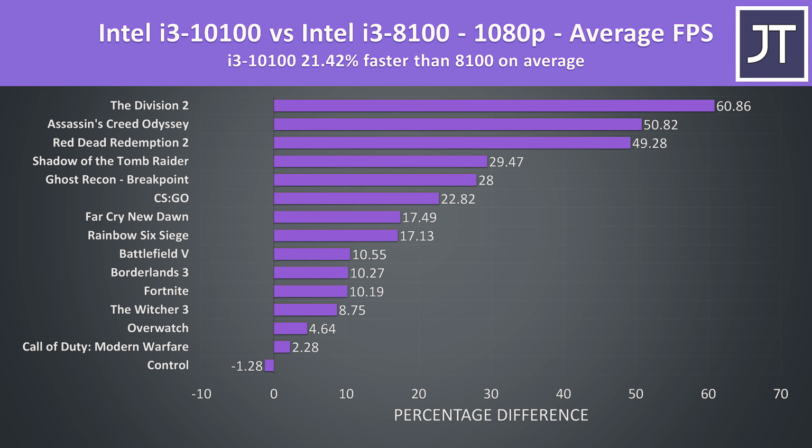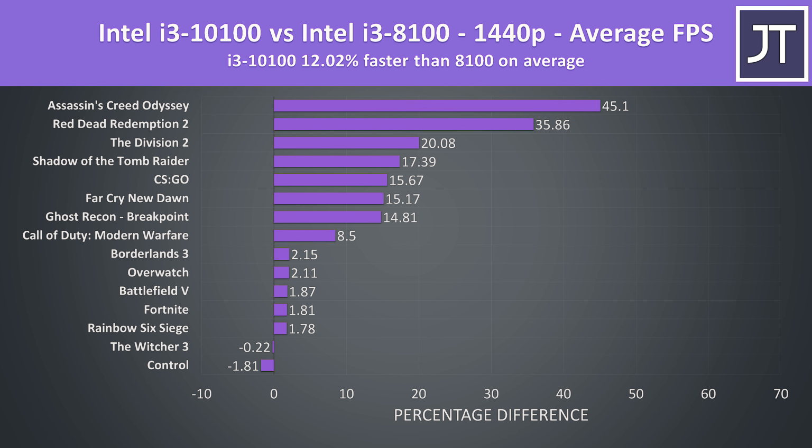When we compare the 10100 against the older 8th gen i3-8100 at 1080p, there's a much larger 21% boost to average FPS. But again, results can really vary by specific game. Once more, Control saw basically no difference, while again the Division 2 had a massive 61% improvement. At 1440p, once more the difference is less pronounced. However, the 10th gen chip was still able to achieve a fairly decent 12% higher average frame rate on average.